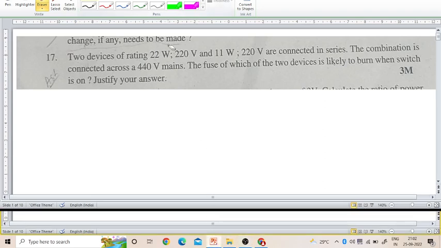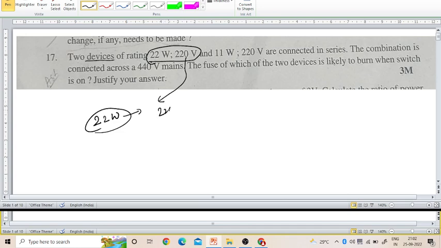Look, in this question, what you have been given is two devices' ratings. What is rating? Let me explain. Rating simply means this is a 22 watt device: the maximum power it can consume is 22 watt, and it can be given a maximum of 220 volt of potential difference.